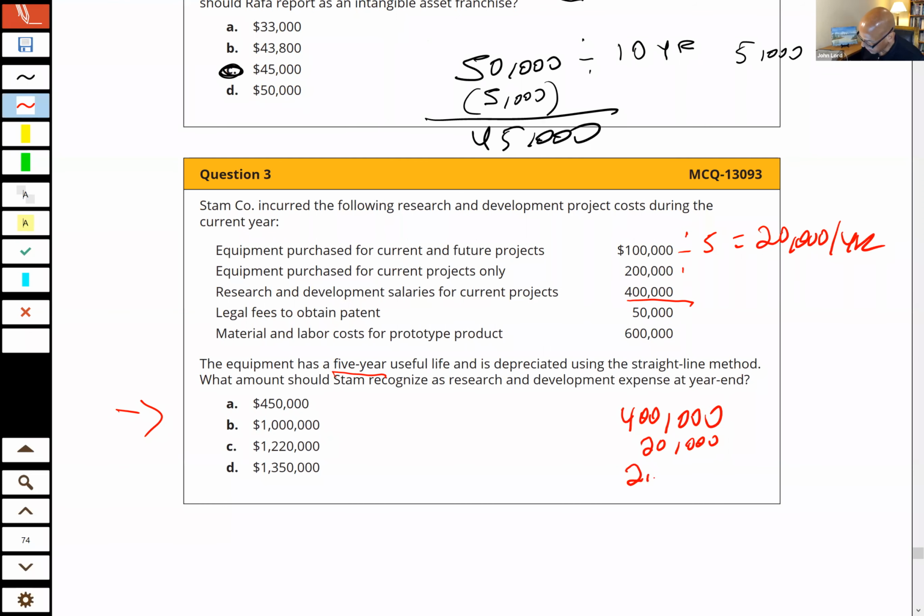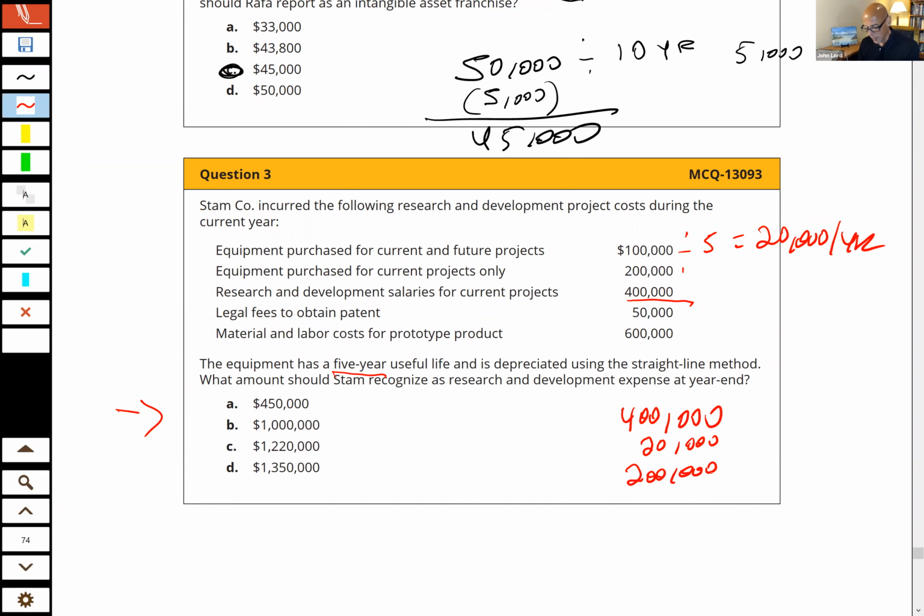Then they tell me legal fees to obtain a patent. Well, look, that's not research and development expense. That's one of the exceptions, what I would capitalize to a patent account when I pay the legal fees. So I'm not going to pick that up. And then I'm saying, well, there's only one other answer in here that's got a 20,000 that's going to get me to an answer with 20,000 here.